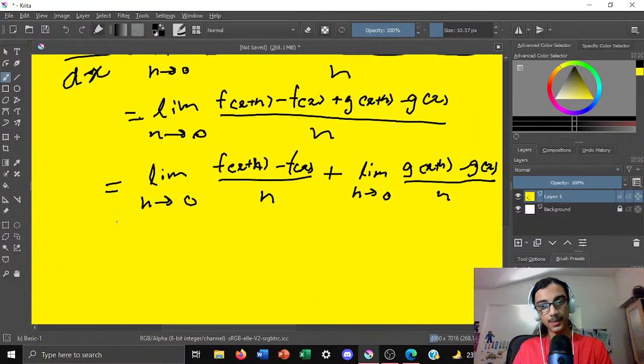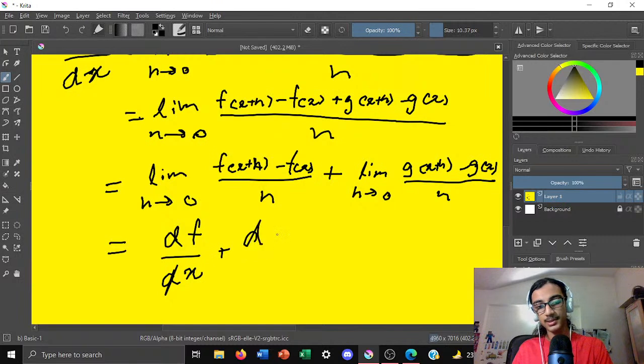So I simply rewrite this as the derivative of f of x, df dx, plus the derivative of g of x, dg dx.